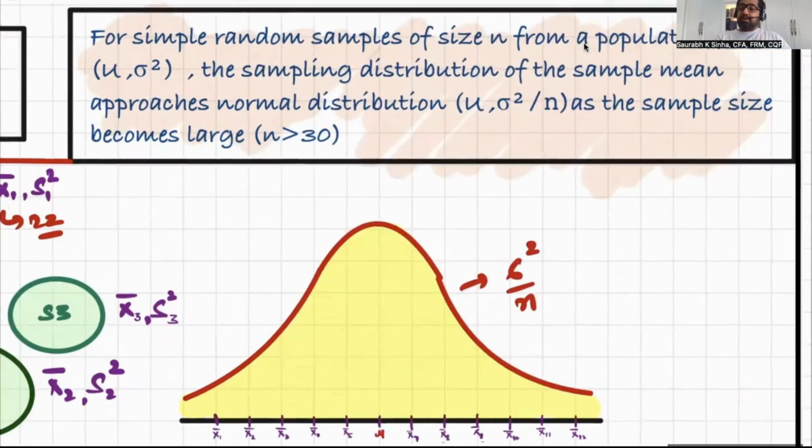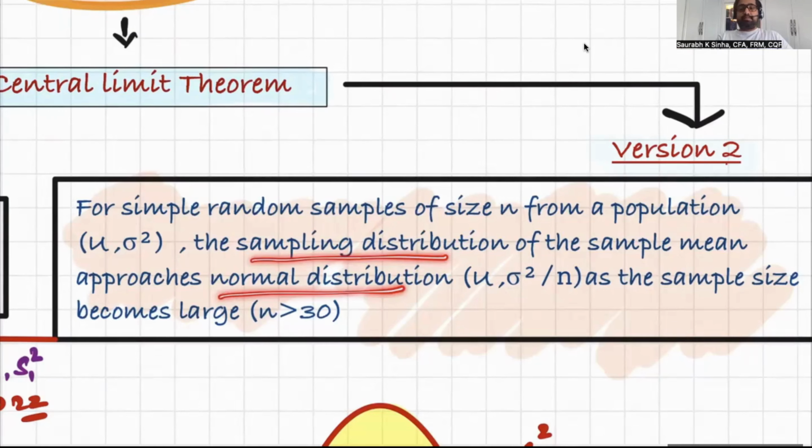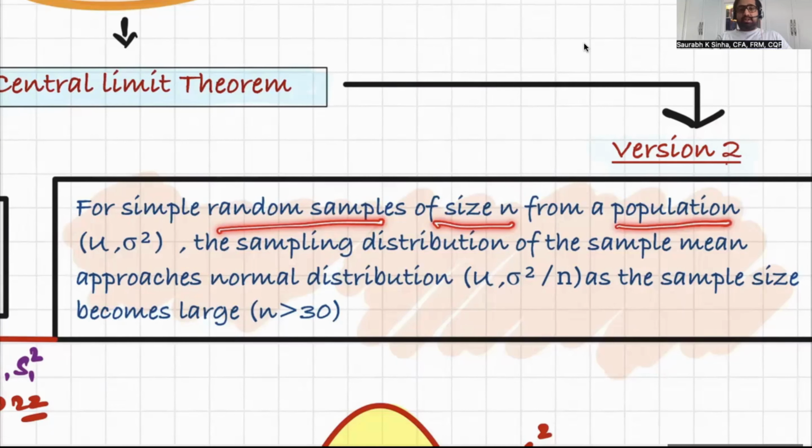It is saying sampling distribution approaches normal distribution if the sample size is greater than 30 and if you have taken a random sample from the population. So let's read it again. It is saying you have to choose a random sample of size n. This n should be greater than 30, from any population which has a mean of mu and a variance of sigma square. And if you plot that sampling distribution, as in, what is sampling distribution? The distribution of sample mean.